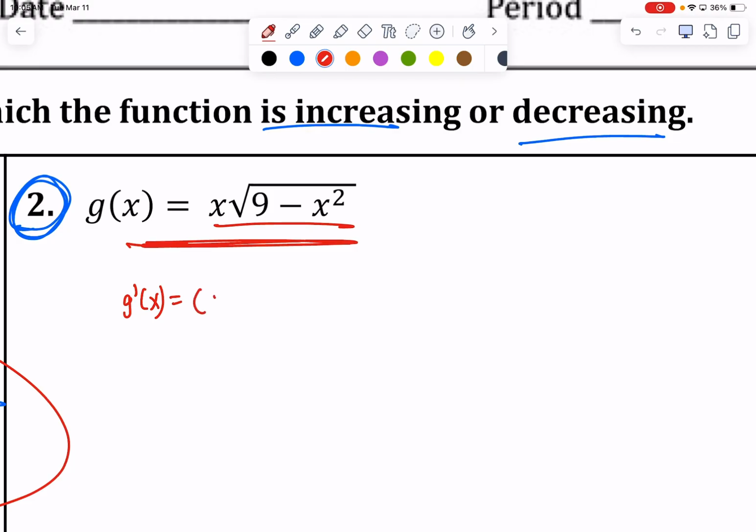The first is what? 1 times (9 minus x squared) to the 1/2 power, plus x times. Now this next part is going to be 1/2 times (9 minus x squared) to the negative 1/2 times negative 2x. That required chain rule. Now, I do think it helps, Hunter, it would be beneficial to clean this up a little bit first before he actually writes the final answer. So I'm going to clean it up.